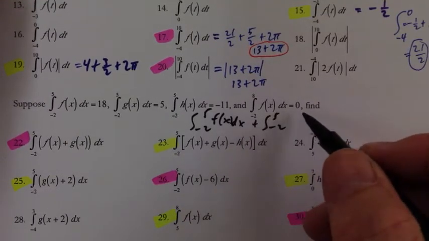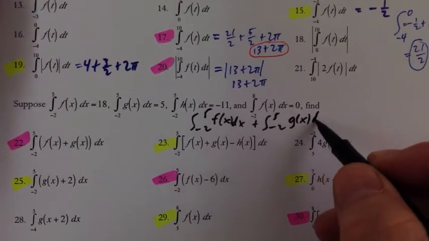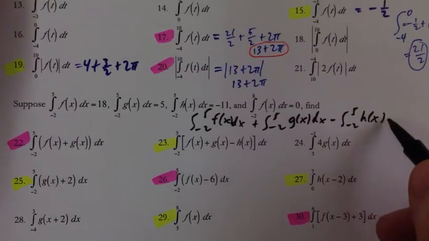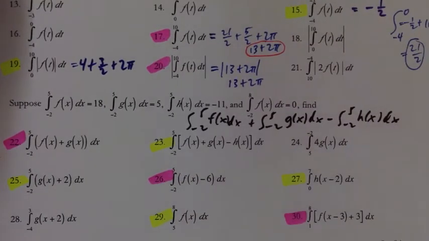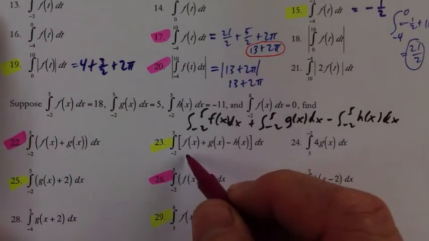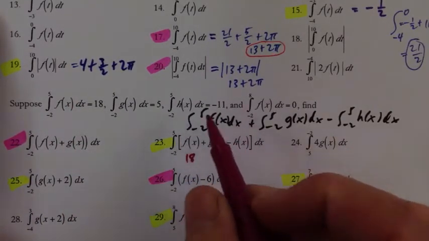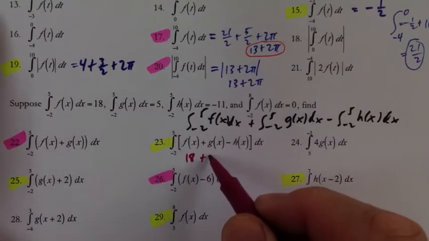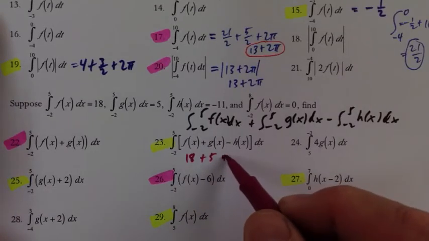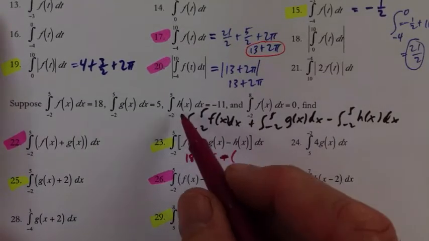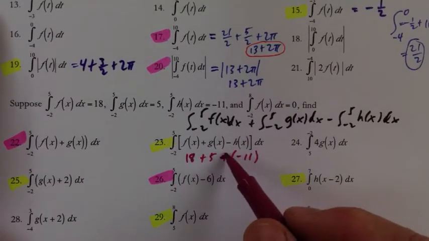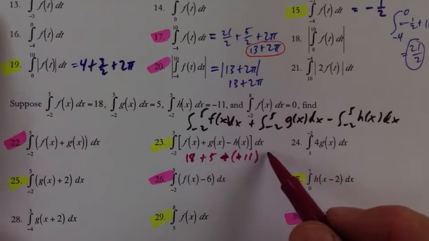Plus the integral from negative 2 to 5 of g of x dx minus the integral from negative 2 to 5 of h of x dx. Okay, and so what's the integral from negative 2 to 5 of f of x? That's 18. And then the integral from negative 2 to 5 of g of x, that's 5. And then h of x, that should be minus h of x, and the integral of h of x from negative 2 to 5 is negative 11. So 18 plus 5 is 23, plus 11, that's 34.